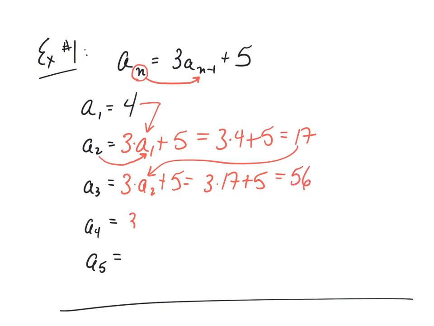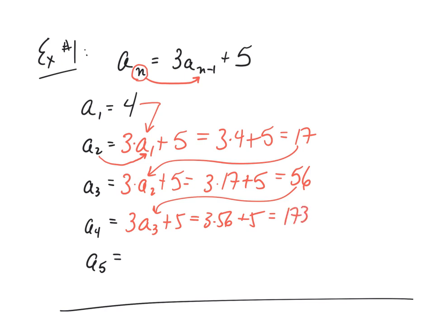What's the fourth term going to be? 3 times a sub 3 plus 5. But our previous term is 56, so it's going to be 3 times 56 plus 5. Let's see if I can do that one in my head. So that's 168, so 173.